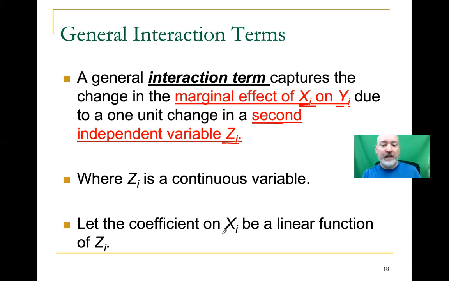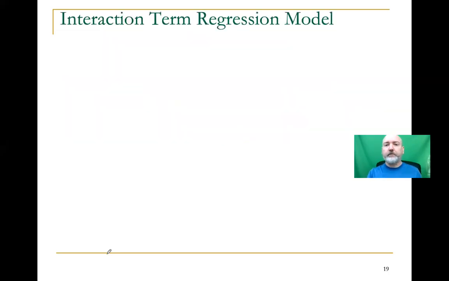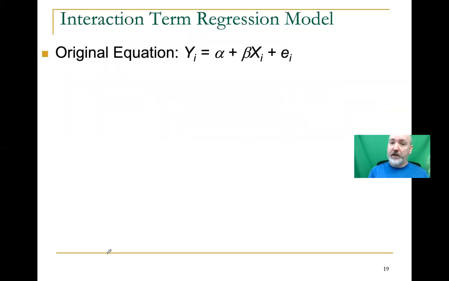Okay. And the trick now is that we're going to be presuming that the coefficient, the marginal effect of x on y, is going to be itself a linear function of z, be it positive or negative, right? But the effect of x on y changes as z goes up and down. So let's take a look at the model before we think about some examples here.